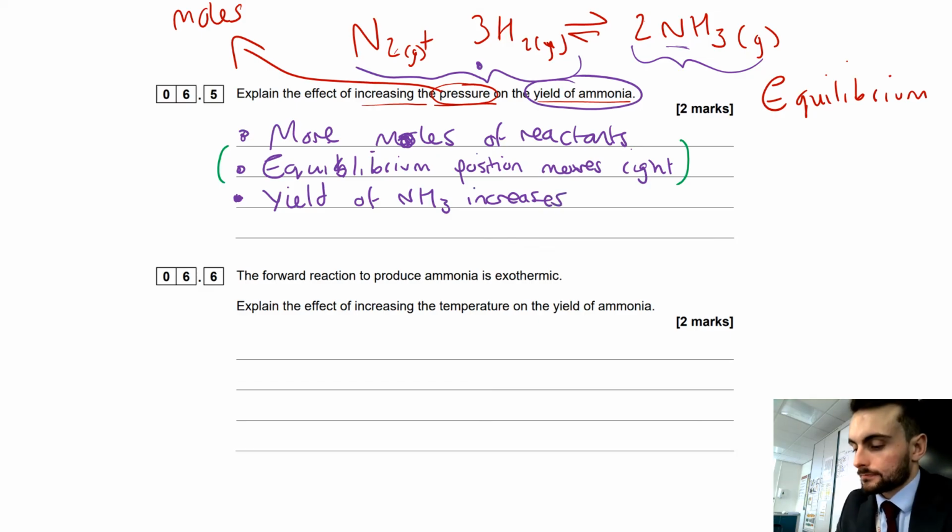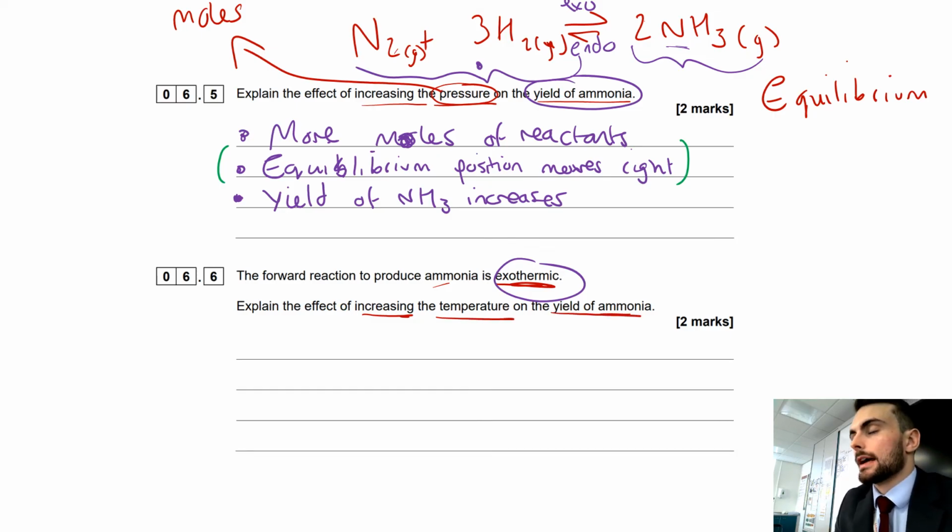Next one, the forward reaction to produce ammonia is exothermic. So the first thing I'm going to do, as soon as it says that, the forward reaction, so you would have this on your sheet, I've written it at the top. So the forward reaction is exothermic, so therefore the reverse reaction must be endothermic. Explain the effect of increasing the temperature on the yield of ammonia.